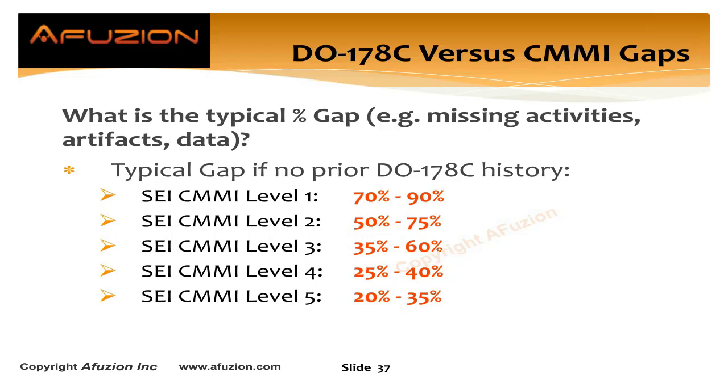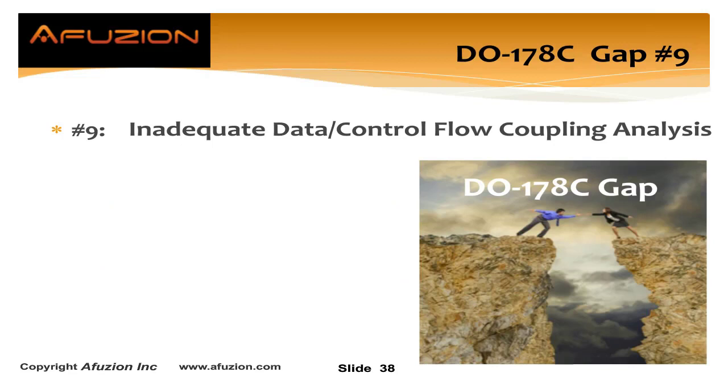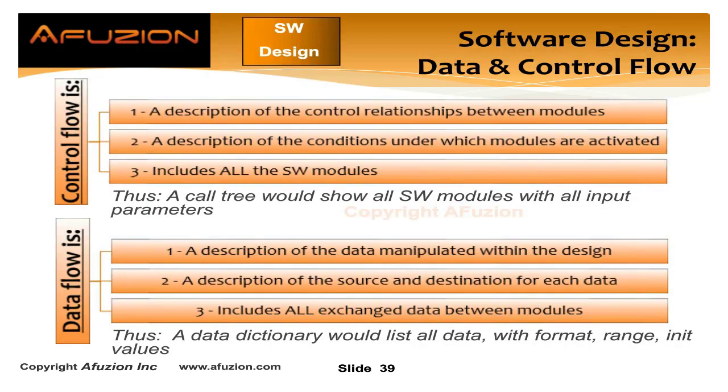This is an interesting one. Almost always we find gaps in this area as well. So remember, software design, data control flow. Control flow simply describes the control relationships between modules. Who calls what, when, where, how. What are the conditions under each module activation? It includes all the software modules: RTOS, kernel, DSP, drivers, graphics. It's really a call tree that's complete.